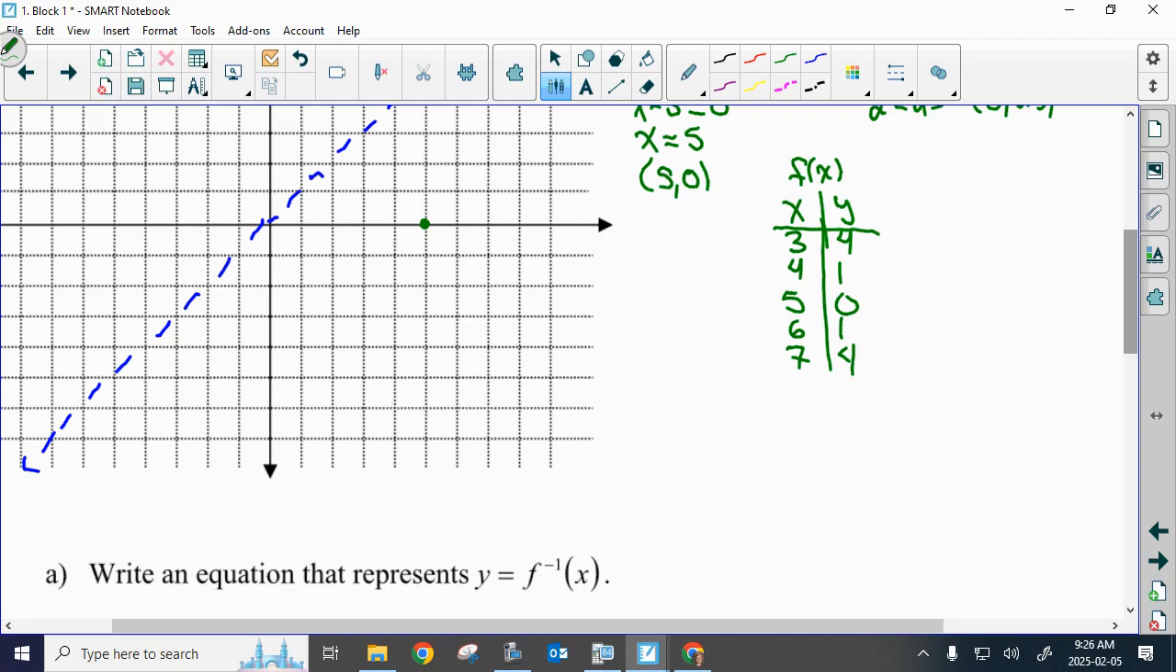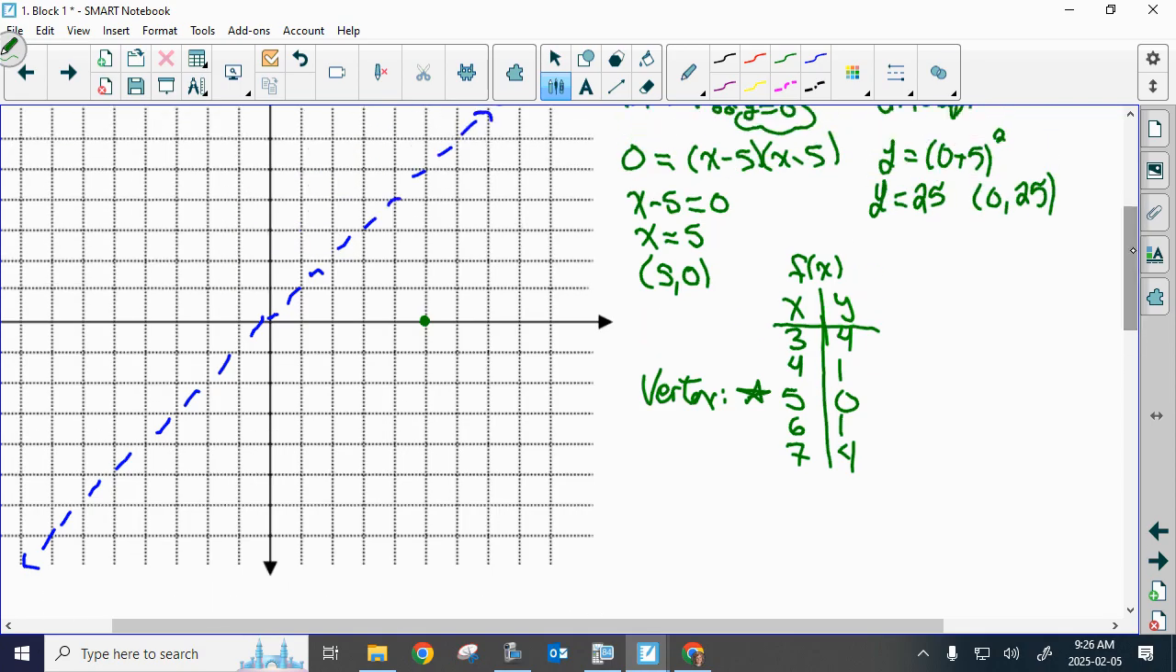Do you guys see that we've kind of gone up on either side on the y value? So this is my vertex. When you have a parabola and you have only one x-intercept, that means that has to be your vertex. So we're just going to plot a few of these ordered pairs. So I've got my 3 and my 4. I've got my 4 and my 1. I've got my 6 and my 1. Okay, so this is what we have.